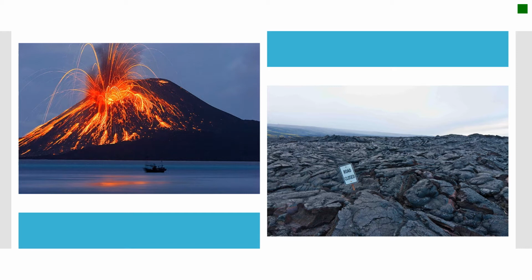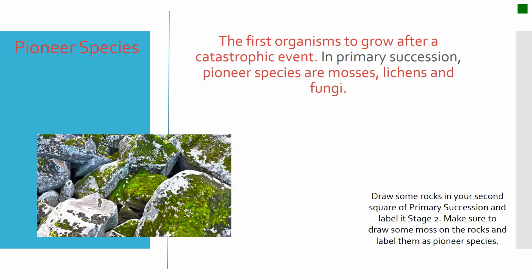All right, so once again, in the first panel, you should be drawing something that kind of looks like that picture on the left, a volcano erupting. Now, after that volcano erupts, all we've got left are a whole bunch of rocks. And, well, weirdly enough, things can actually grow on these rocks. And we usually call the very first things that grow after any catastrophic event a pioneer species.